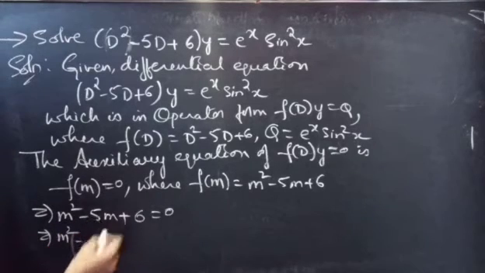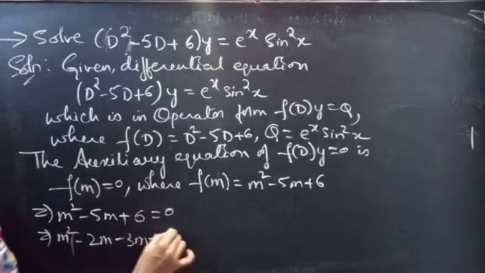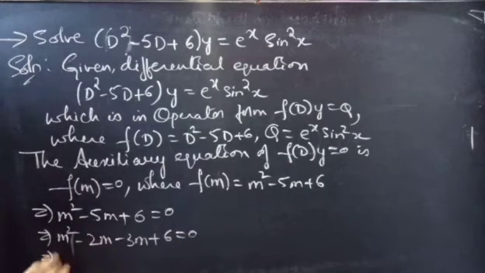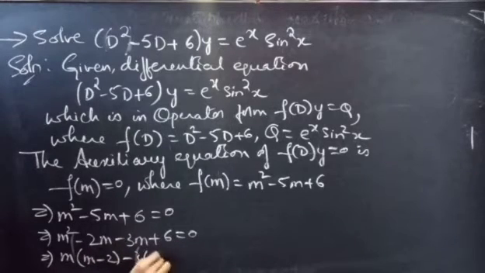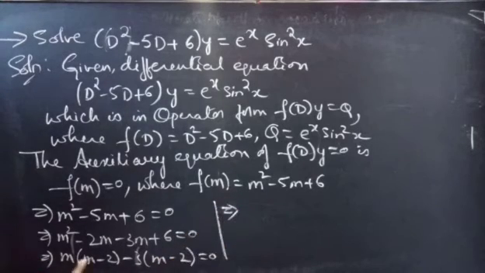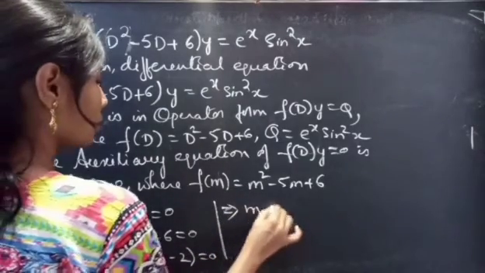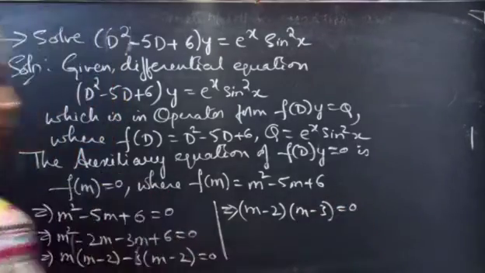Now split −5m as −2m − 3m, so m² − 2m − 3m + 6 = 0. Now take m common from the first two terms, we'll get m(m − 2). And take −3 common from the next two terms, we'll get −3(m − 2) = 0. You notice we have m − 2 in both the terms, so let's take m − 2 common. We'll get (m − 2)(m − 3) = 0.